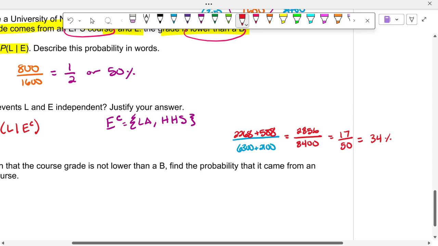So, based off of that, are these two events independent of each other? No. So, the probability of it happening given E is not the same as the probability of it happening not given E, or given not E. All right. So, that means that it does affect the other. So, this is not independent.